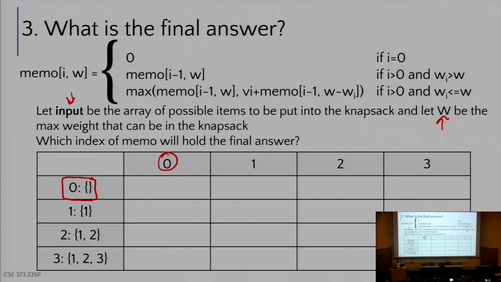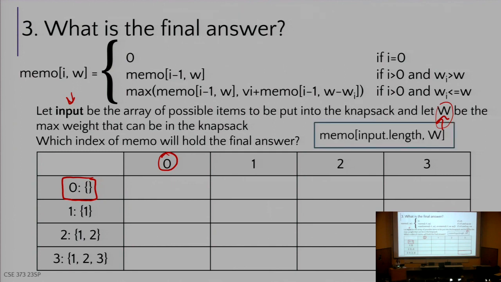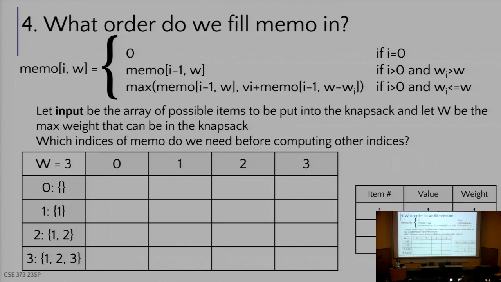Oh, yeah? Maybe the other corner, like 3, 3. Yeah, so this one includes all of the items in input, and it is the actual inputted max weight. And so this one is going to be where the final answer is. And the general indices of that are going to be input.length and W. And now we know that this is where our final answer is, and this is where our base case is.